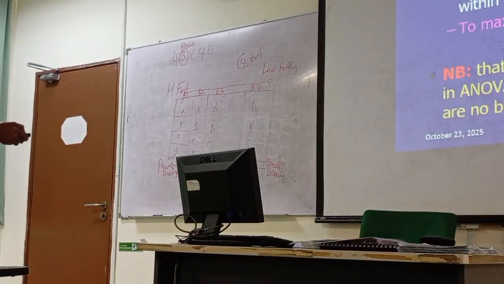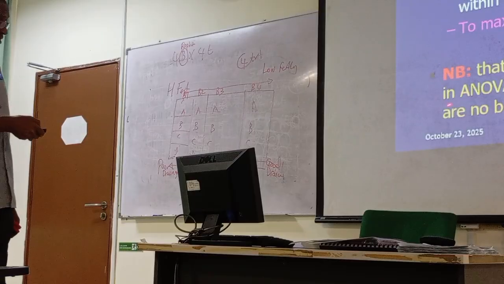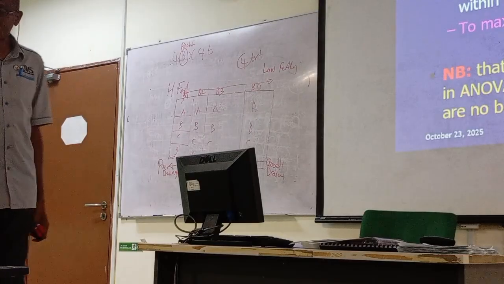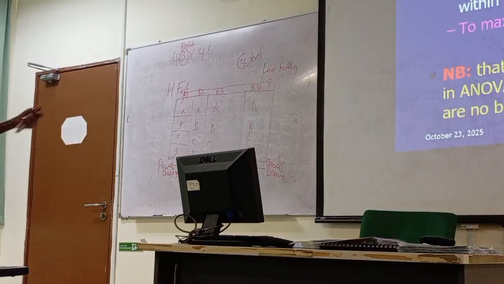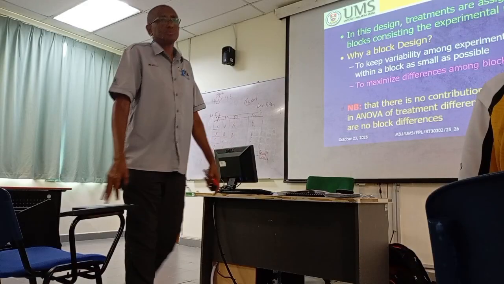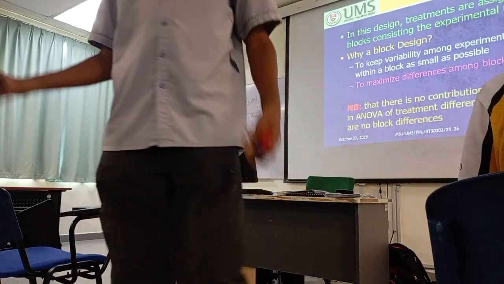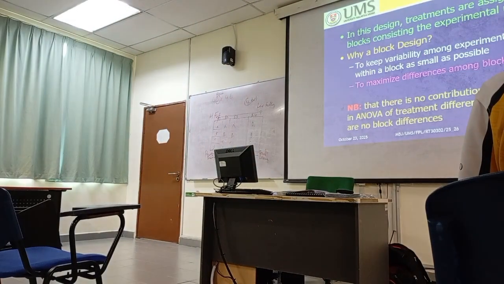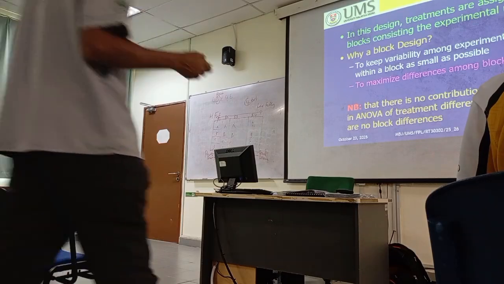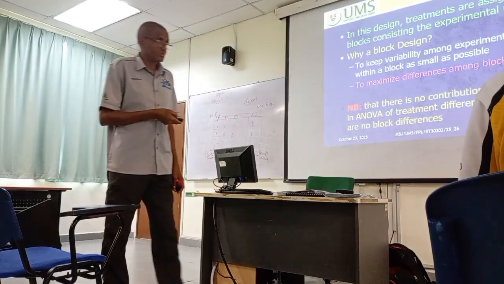So note here that there is no contribution to precision in ANOVA of treatment differences if there is no block difference. What this is trying to tell you is, if your condition is the same everywhere, no need to block. Don't waste your time to block. Unless you have this kind of condition where things are different, then you need to block. Otherwise, just use CRD, the simple design.